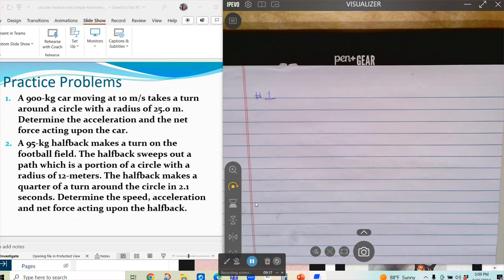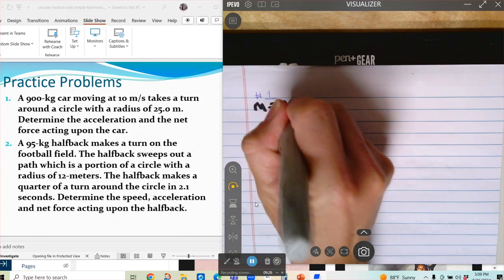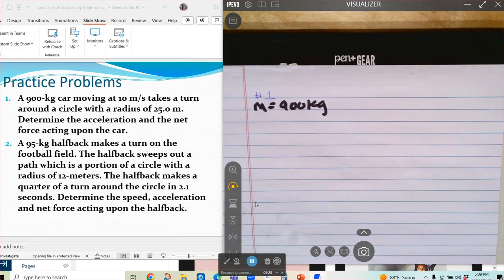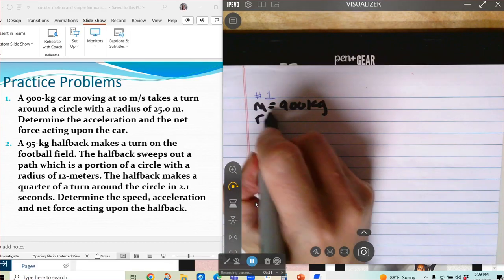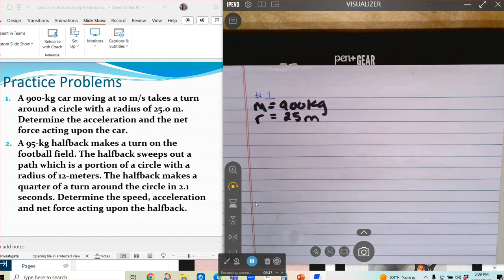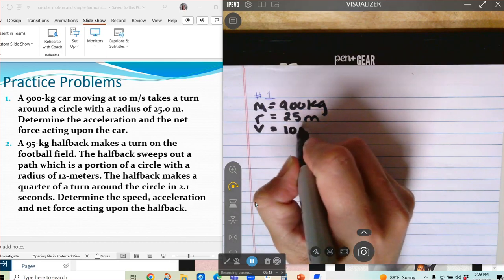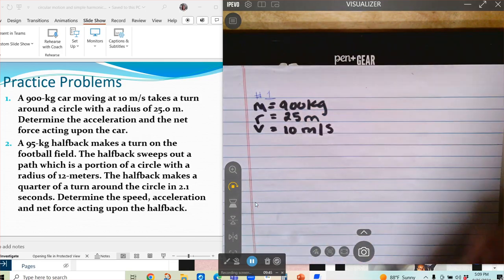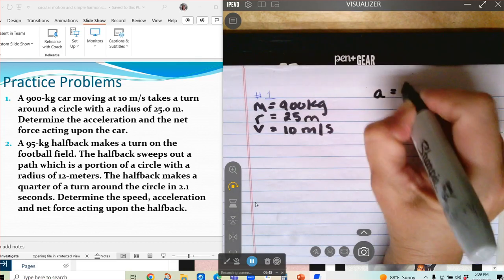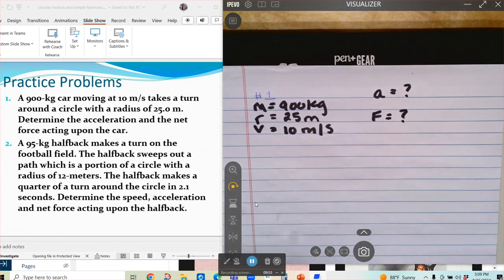Okay, so let's tackle number 1. Let's go ahead and write down our variables first. We have a mass of 900 kilograms. We have a radius of 25 meters. And let's not forget velocity, I apologize. Our velocity is 10 meters per second. All right, so they want us to find acceleration. We don't know what that is. And then they want us to find the force. We don't know the period in this problem, but we're not going to need it.